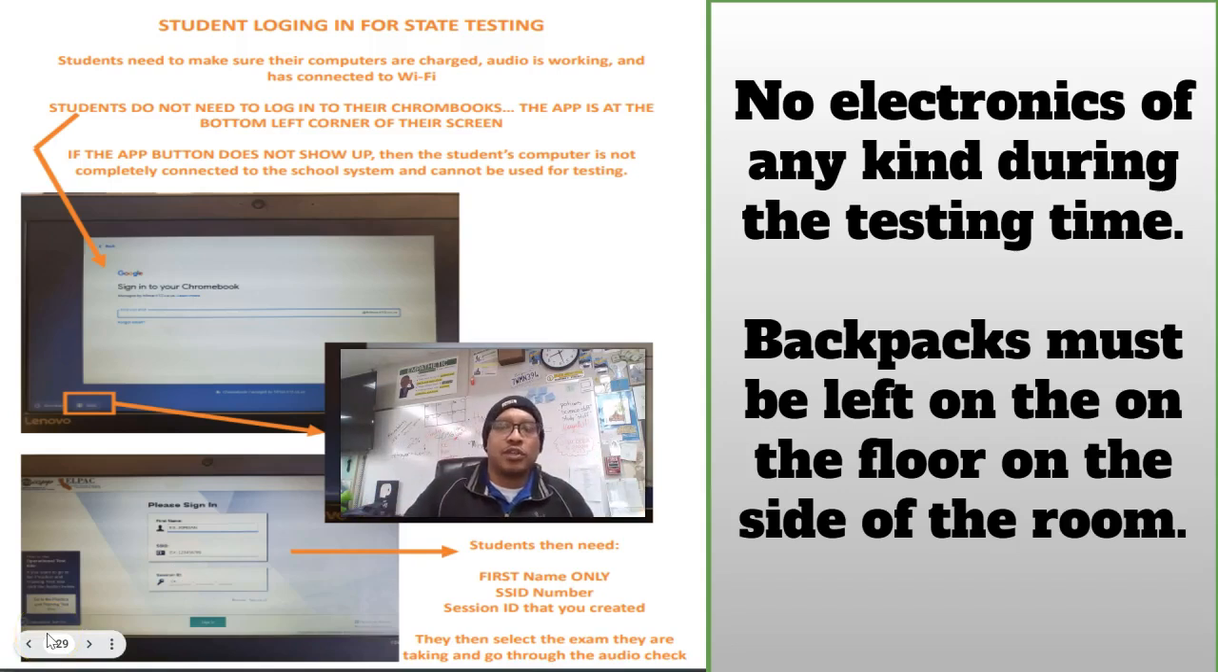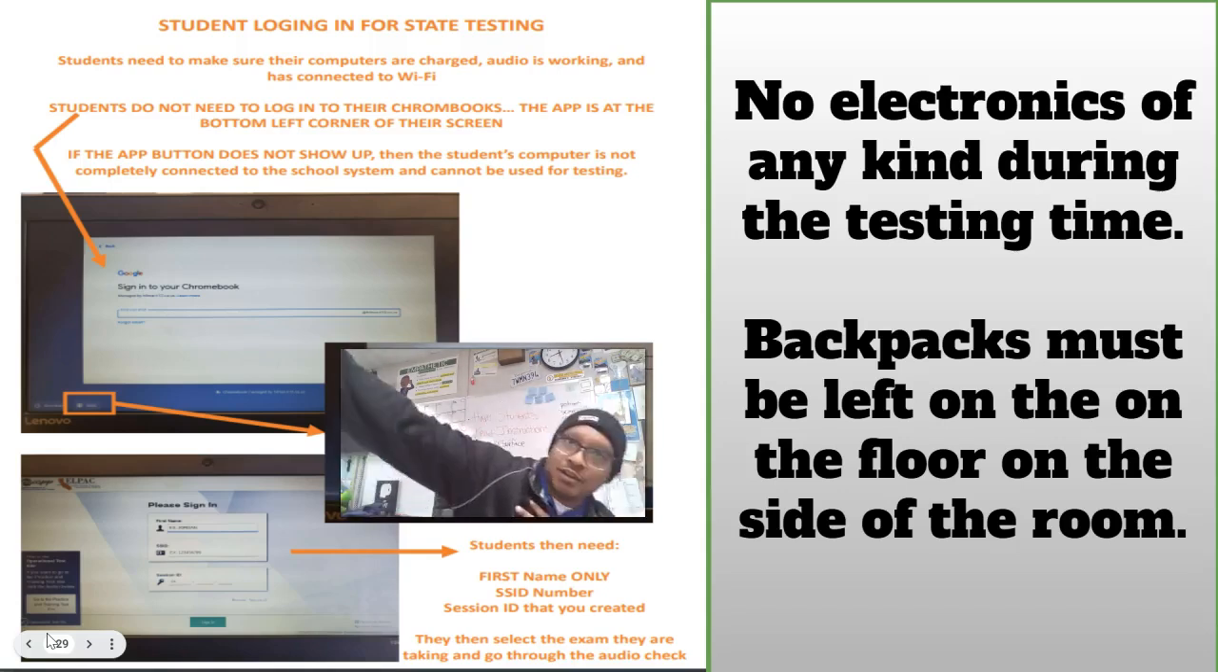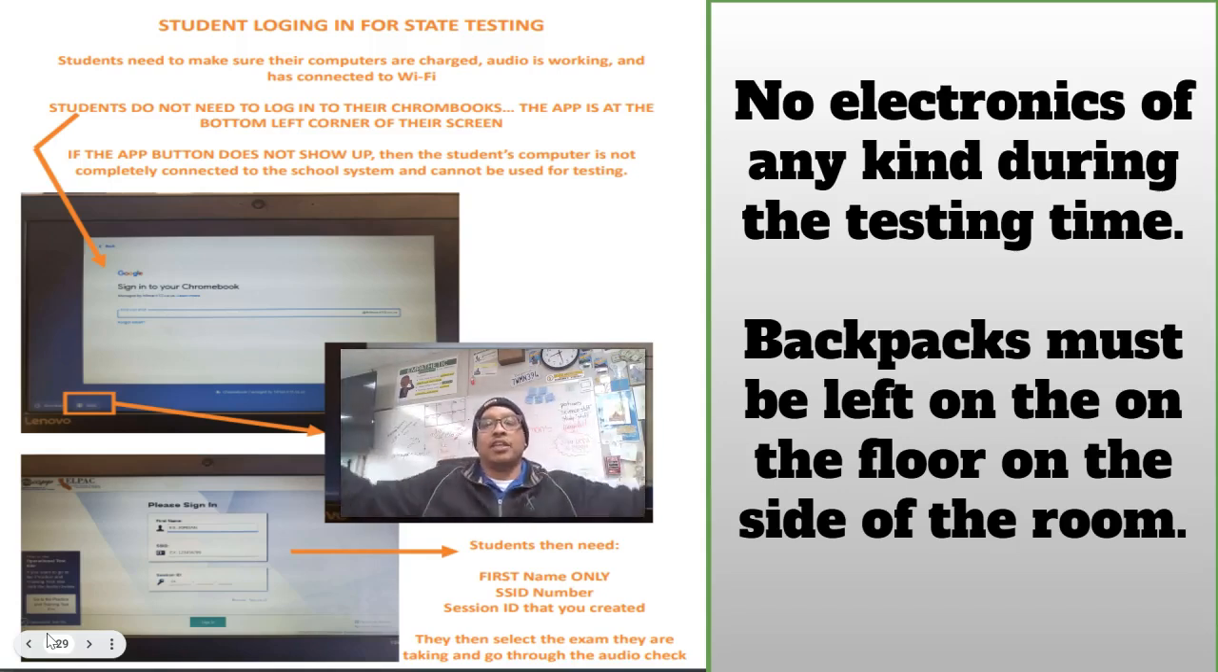Okay, we're back. So during the test, there's no electronics of any kind. So that means we got to do a wrist check. There's no smartwatches, none of that. There's also no cell phones on you. So the cell phones got to go in your backpack, and then your backpacks will be on the sides of the room, around the perimeter of the room. So if you're sitting in the front, your backpacks will be towards the front, sides, and then towards the back. They'll be on the sides of the room, so you won't have your bags with you. The only thing you'll have is your Chromebook, okay?